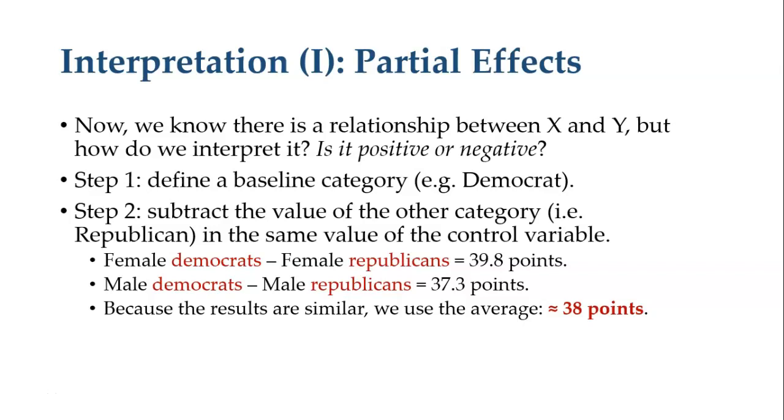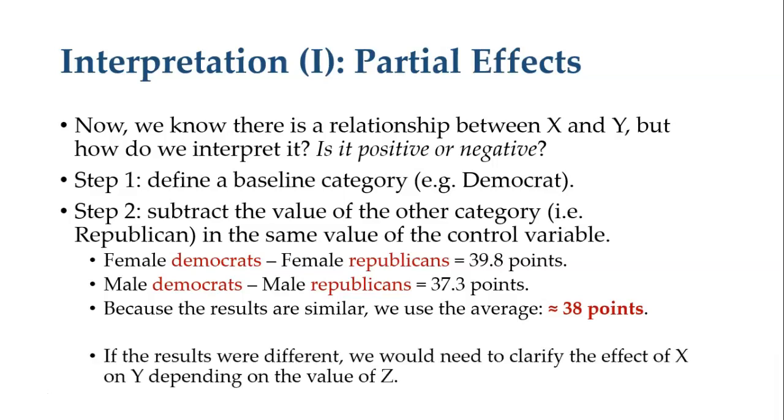So we can say the effect of being Democrat on the support for stricter gun control policies is on average 38 percentage points, controlling for gender, right? That's the way you read these results.